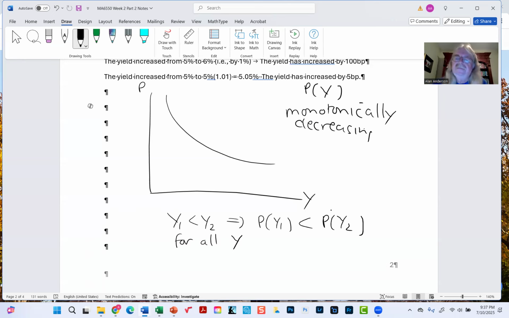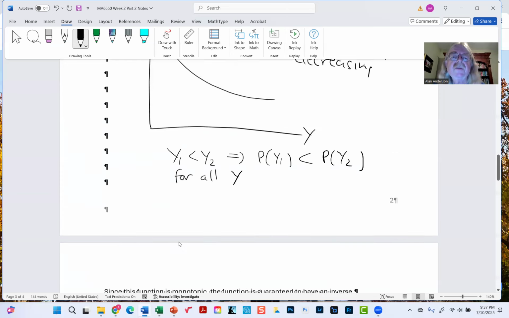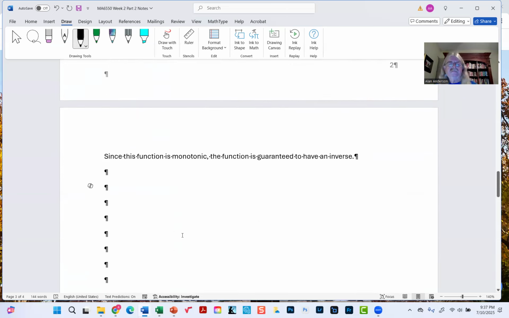So why does this matter? Because this implies, or guarantees, and it doesn't have to be monotonically decreasing, either way, as long as it's monotonic, the function is guaranteed to have an inverse. Why does that matter? Because in a case like this, as you can see, the price of the bond depends on the yield.